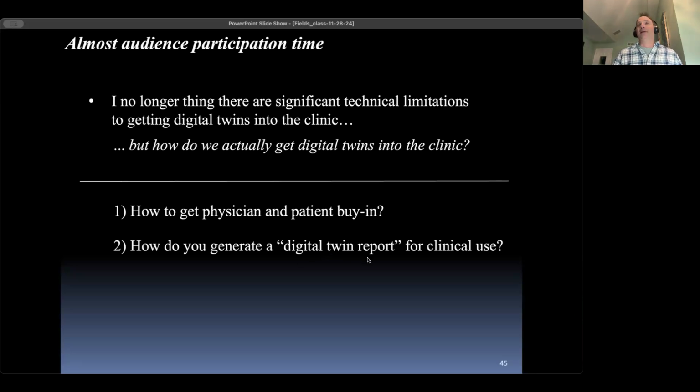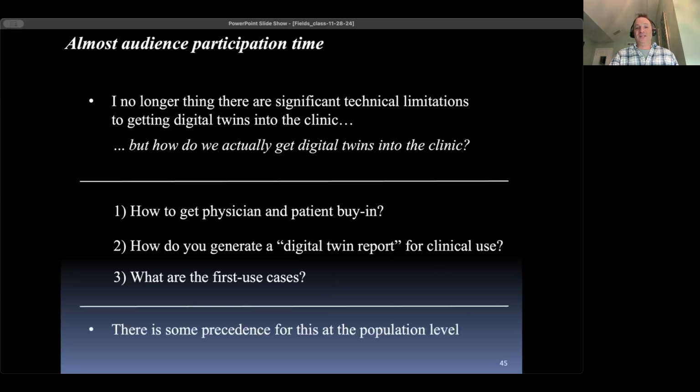You know, for imaging and pathology, there's path reports and there's imaging reports. The radiologist does a read, and there's an established system for how this is done. You know, what on earth does a digital twin report look like? And what is the low-hanging fruit that you could apply this to? What are the first use cases that will be most successful?